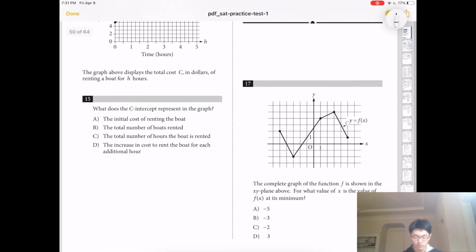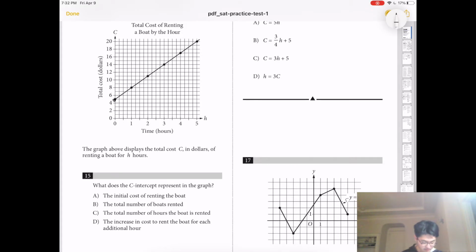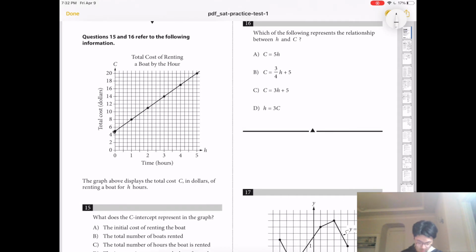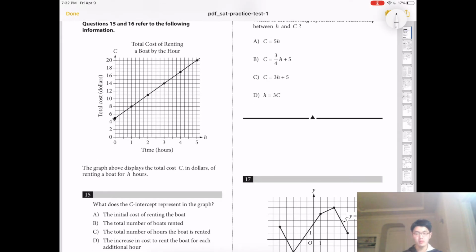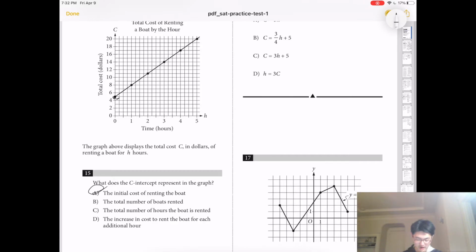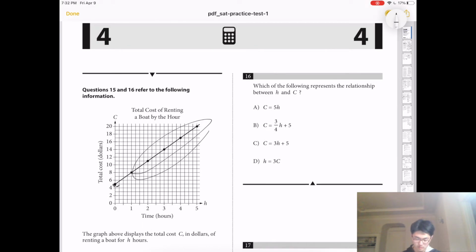Number 15, what does the C-intercept represent in the graph? So this part, what does it represent? The initial cost of renting the boat. So the C-intercept is like if you rented a boat but you didn't spend any hours riding it. If you just rented it, then it will cost you $5. That's what the answer is, A. It's not the total number of hours; the total number of hours is over here. And it's not the increase in cost to rent the boat for each additional hour. That's a slope.